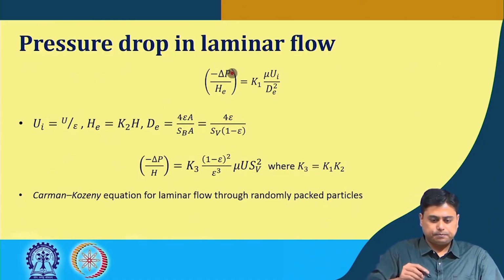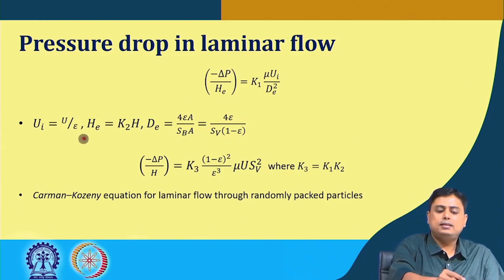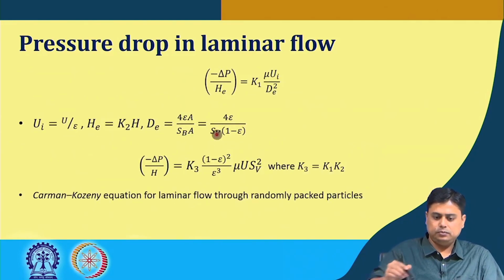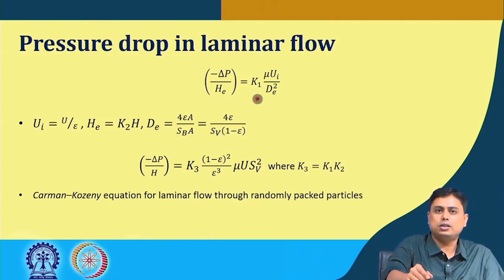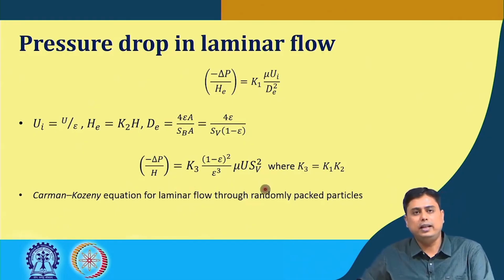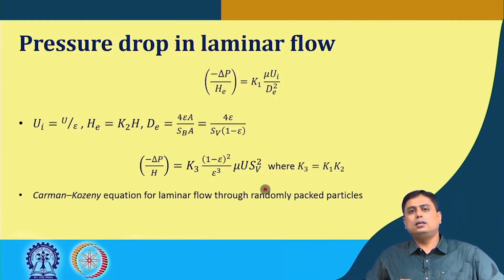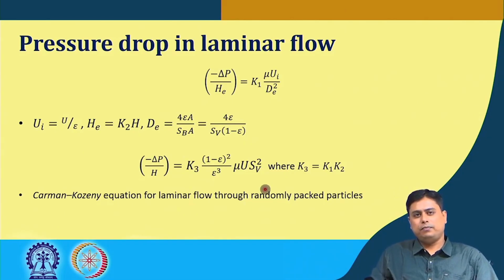So then we replace these parameters here in this expression, and we get an expression of del P by H that contains superficial velocity, a constant term, voidage, and the SV term, which is the surface area per unit volume of the object, that is squared, and K3 becomes a constant term of K1 multiplied by K2.